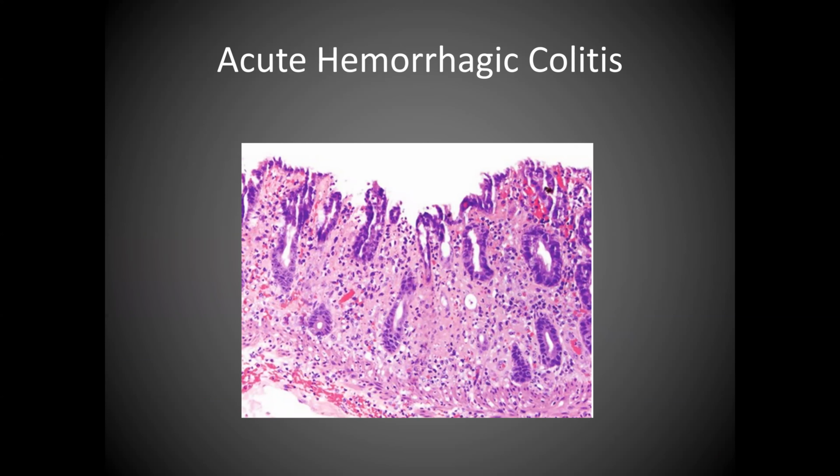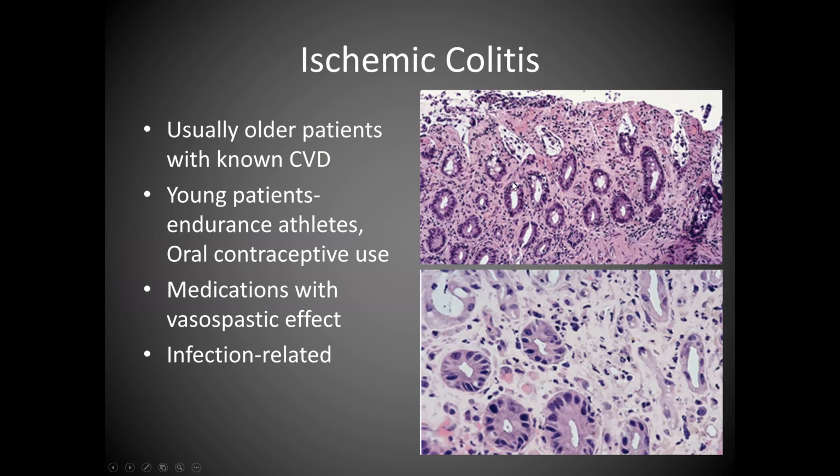Acute hemorrhagic colitis can be similar to what's seen with the ischemic changes. Here we see this fibrinoid change, leaky vessels, and sort of a glandular atrophy pattern. This is very similar to what we see with ischemic colitis, where you see a hyalinization and shrinking glands, maybe dropout, loss of cytoplasm to these cells.